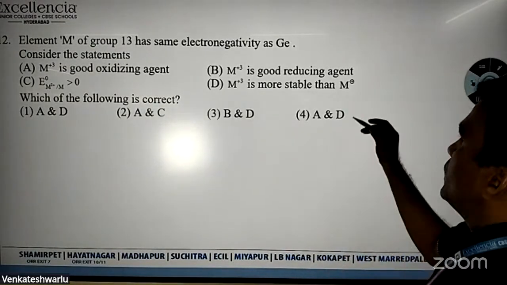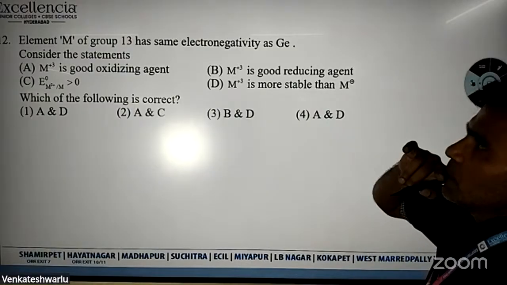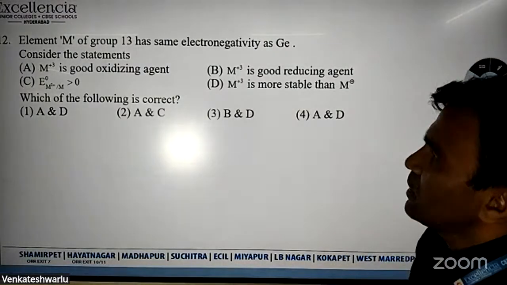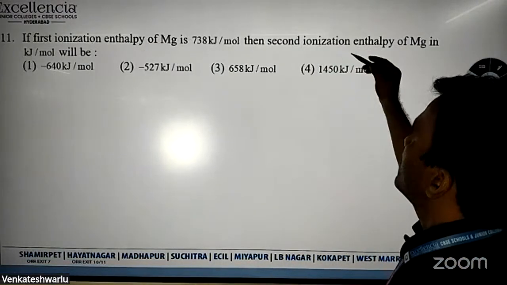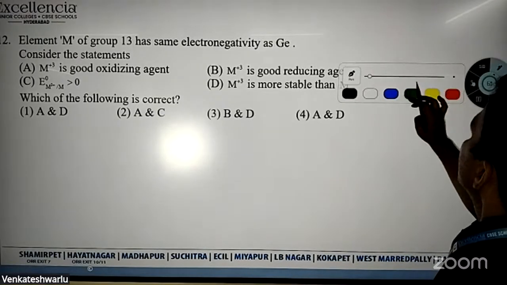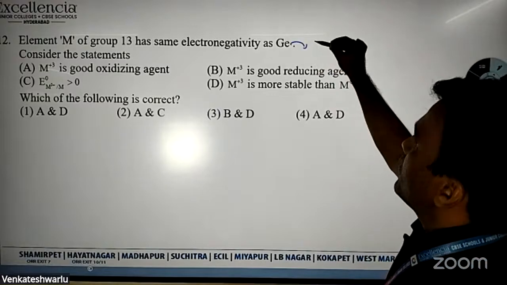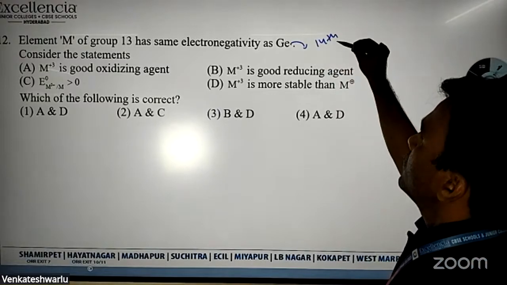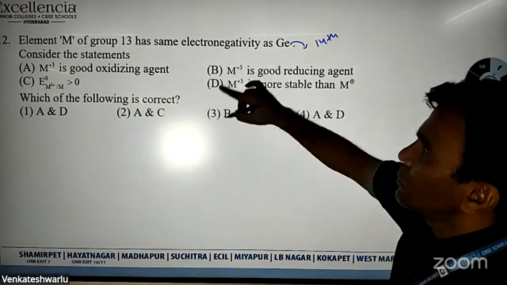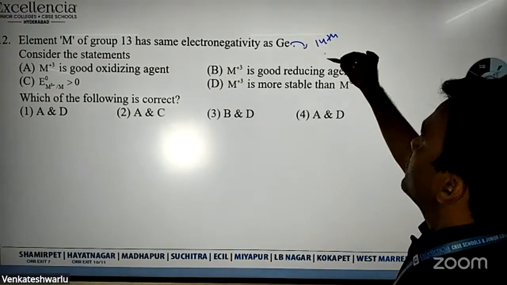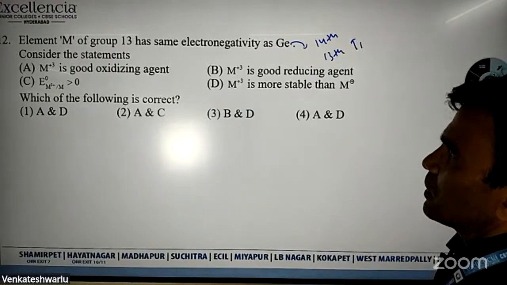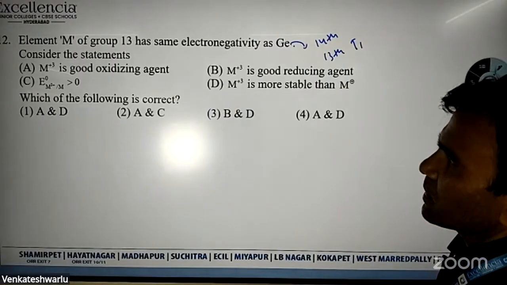Yes. So here the question is given. Element M belongs to the 13th group and has the same electronegativity as germanium. Germanium belongs to the 14th group. Now the question is, one element is there in the third group that has the same electronegativity. So that element is thallium, right? Now consider the correct statements. They are asking the correct statements, right?